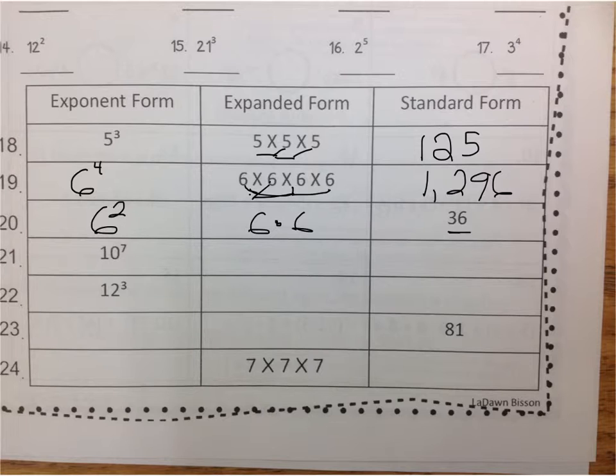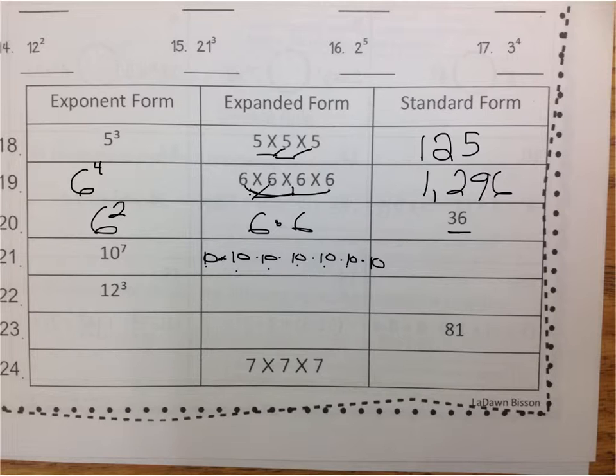Okay, now I have 10 to the 7th, which is 10 times, I'm just going to use a dot for that. 10 times 10 times 10 times 10 times 10 times 10. Let's see how many I have. 1, 2, 3, 4, 5, 6. I need one more. Times 10. Okay, there's expanded form. And now I'm going to do it on my calculator.